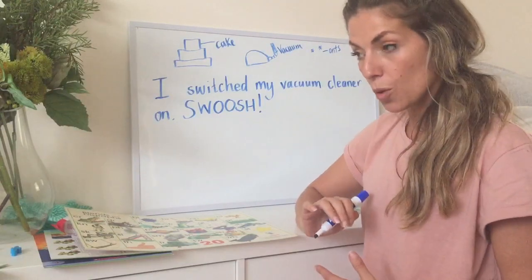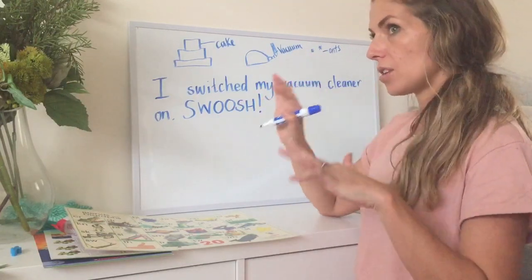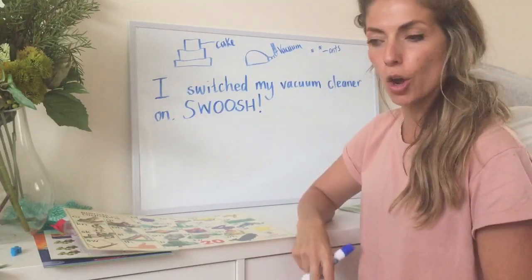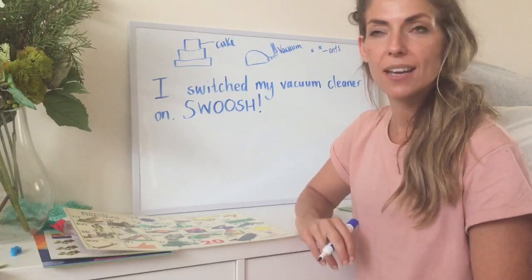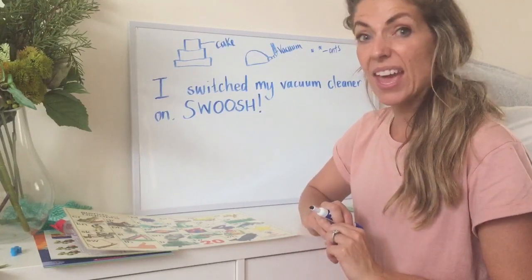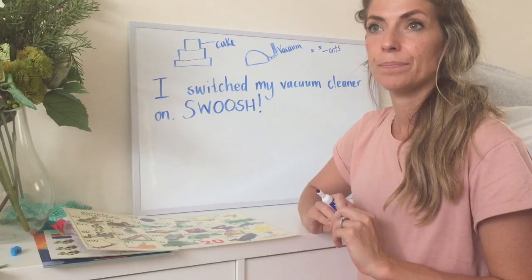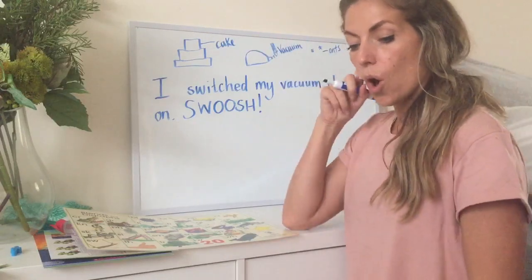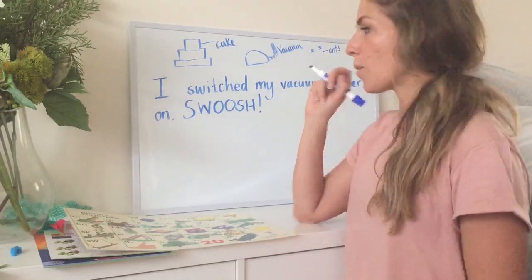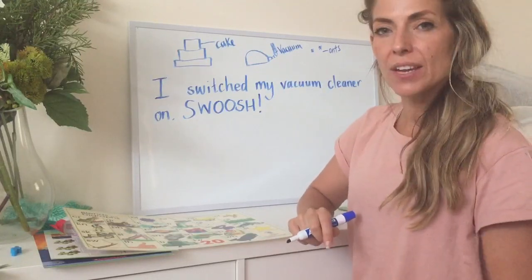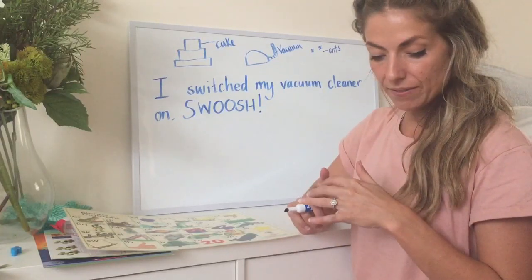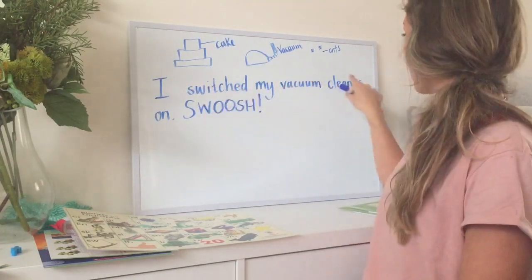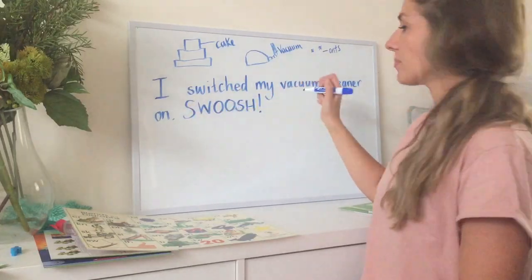And then I want to talk about, so we've turned the vacuum cleaner on and I went swoosh, but I need to talk about the ants. Otherwise my readers aren't going to know that ants were in my story. So I'm going to write something like the ants went flying. The ants went flying in the air, or off in the air. The ants went flying. So I'm recrafting my sentence as I go. The ants went flying in the air. I think that sounds really good. So I switched my vacuum cleaner on, swoosh.